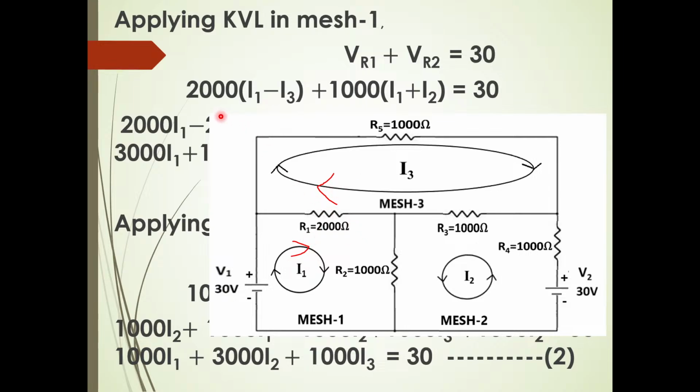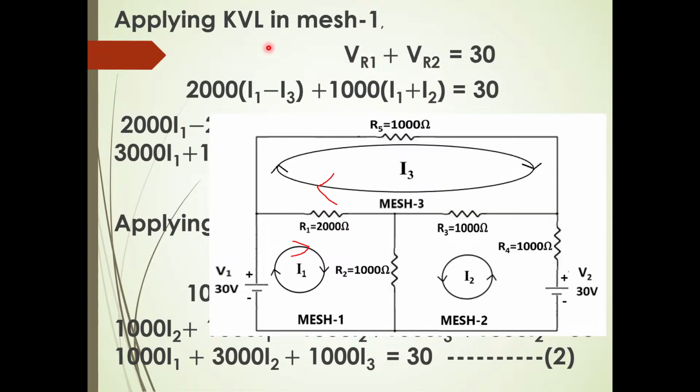Okay. So what is the R1 value? 2000. R into I. I is the differential current, because R1 is between mesh 3 and mesh 1. Therefore, 2000 into, now we have considered mesh 1, therefore I1 minus I3. You must write I1 minus I3. Why I1 minus I3? Why?